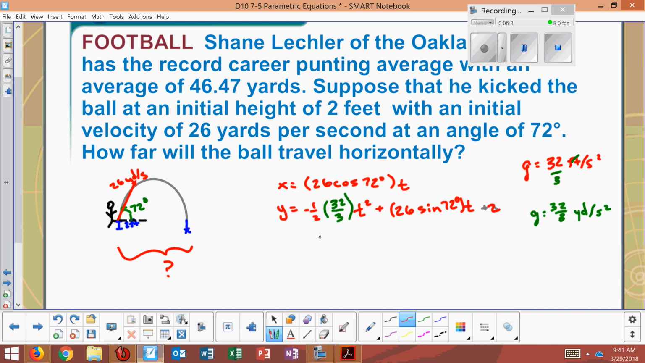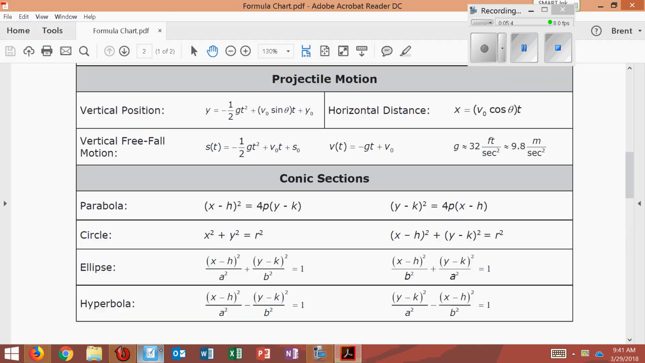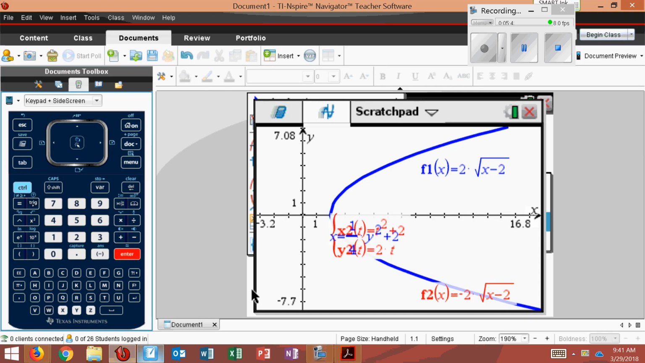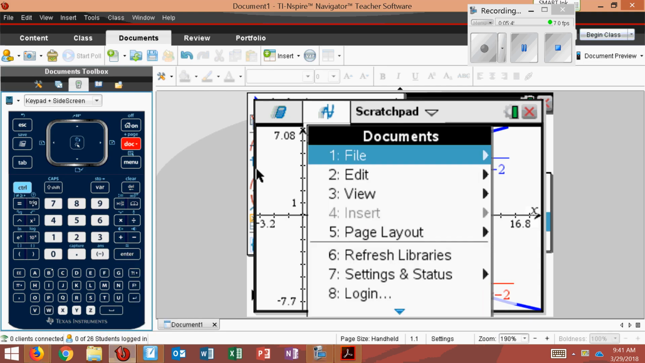So now we go to our calculator, and we're going to graph this to find the distance. So I come over here, and I'm going to clear this.